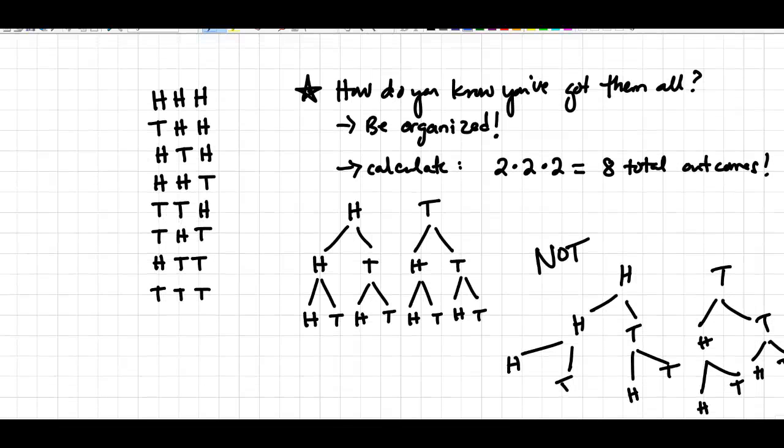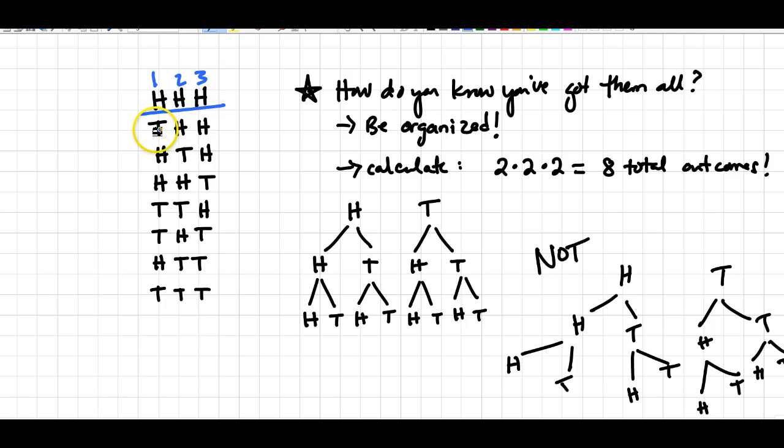So notice here I've made a list. That's another possible thing that you could do to find all the outcomes. I start out with all the coins being the same, heads, heads, heads. This is coin 1, coin 2, coin 3. So I've got heads, heads, heads.